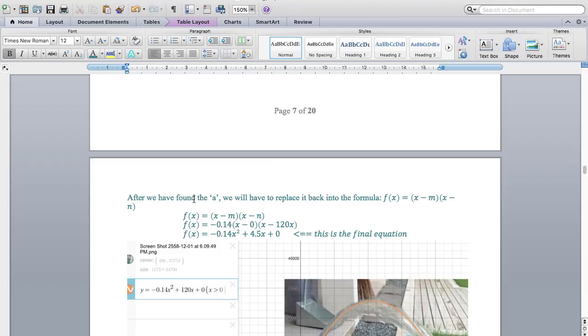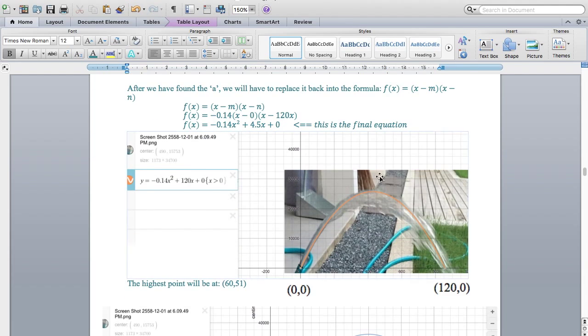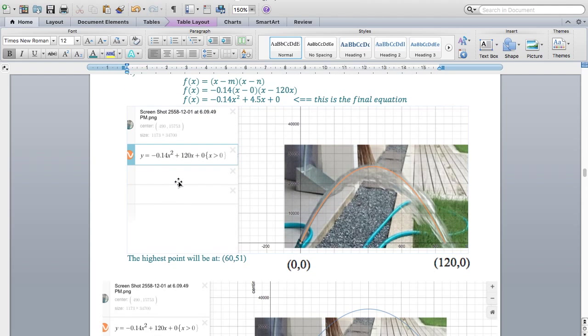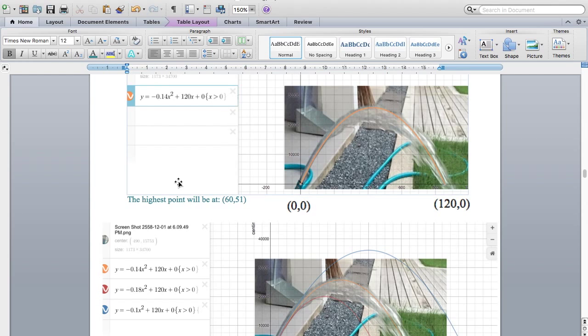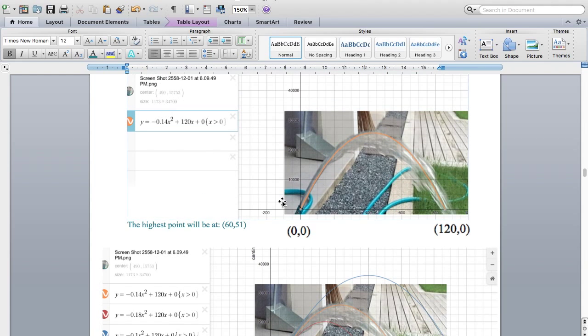After we have found a, we replace it back in the formula again, which this is the final. And this is my water hose in my garden. And here is the formula I have found. And the highest point which the water reaches is somewhere over here. The x is 60 and the y is 51.